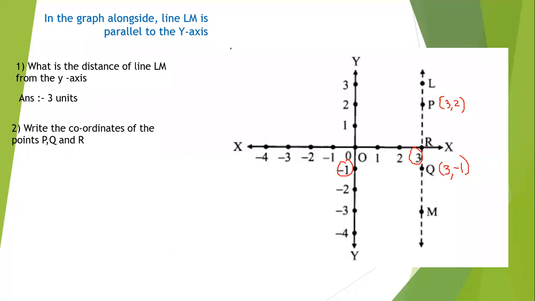Now the next and the last point is point R. It is over here. Here means on x-axis, right? So we have to write the coordinates. So since the point is on x-axis, the y coordinate will be 0. So here we will write 3, 0. So we got the coordinates. Let us check. P (3, 2). We also got the same. Q (3, -1). We also got the same. R (3, 0). We also got here the same (3, 0). Let me erase it.